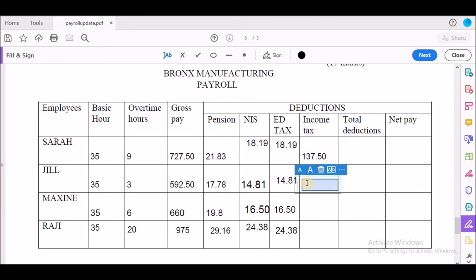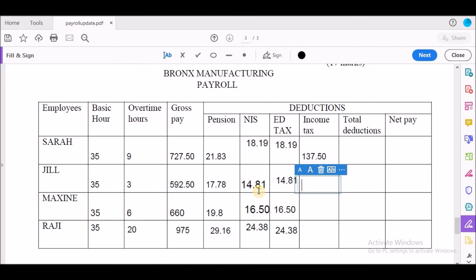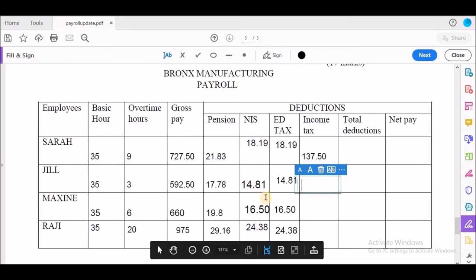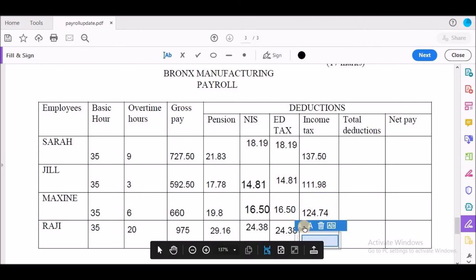Alright, let's go for Jill now. So we're going to have gross pay minus $17.78 here, minus $14.81 here. You're going to get $559.91 multiplied by 20%. So I got 111.98. Good. Moving on. So we're going to take 660. We're going to subtract pension of $19.80 and $16.50. You're going to get $623.70 times 20%. So the answer is going to be $124.74.